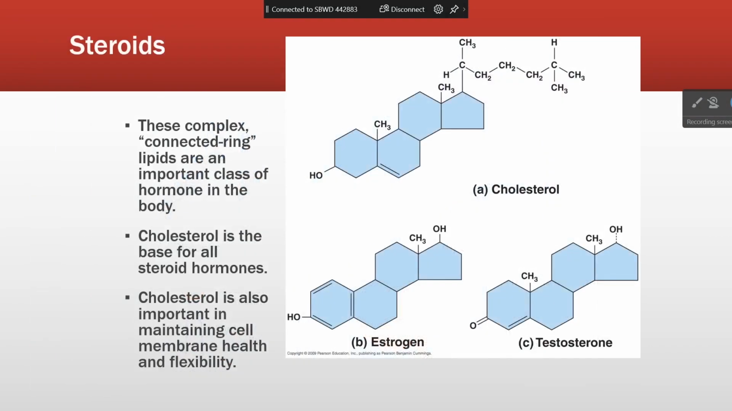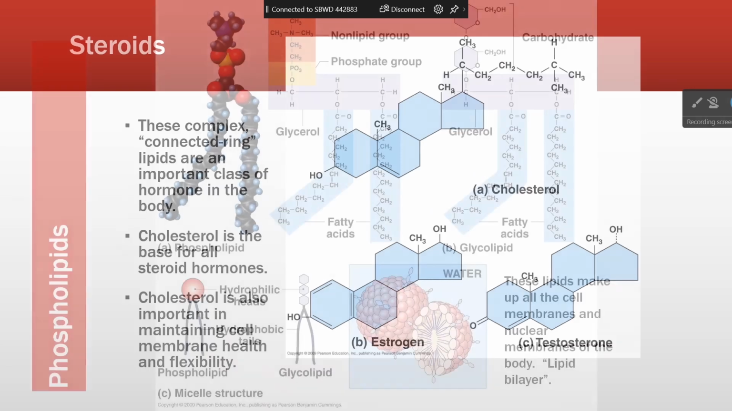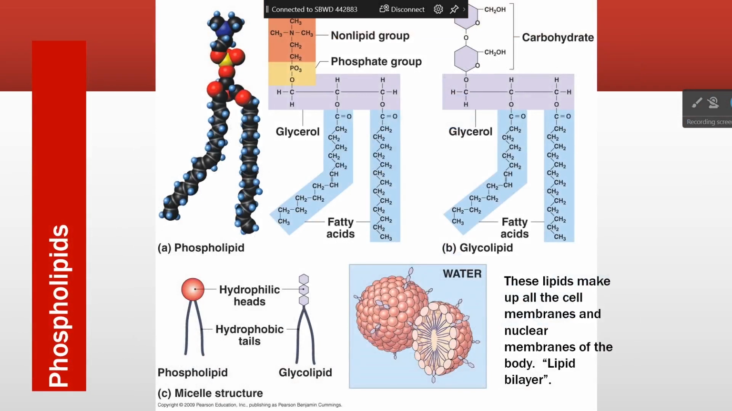Cholesterol also plays a role in membrane health. We're very dependent on our cell membranes to do our fancy human stuff, and cholesterol helps to keep those membranes nice and fluid and easy to move. Then we have our phospholipid. If I had a favorite lipid, it would be this one.